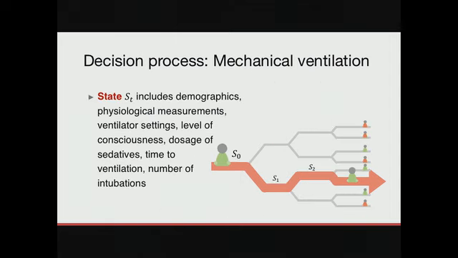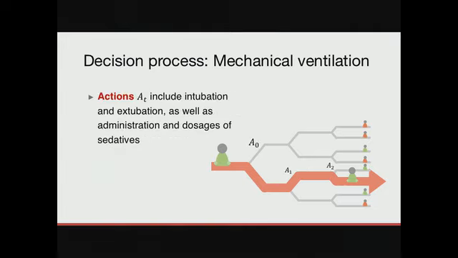So in this example, the state that they considered in this application included the demographic information of the patient, which doesn't really change over time. Their physiological measurements, ventilator settings, consciousness level, the dosages of the sedatives they use, which could be an action, I suppose, and a number of other things. And these are the values that we have to keep track of moving forward in time. The actions concretely included whether to intubate or extubate the patient, as well as to administer and dose the sedatives.